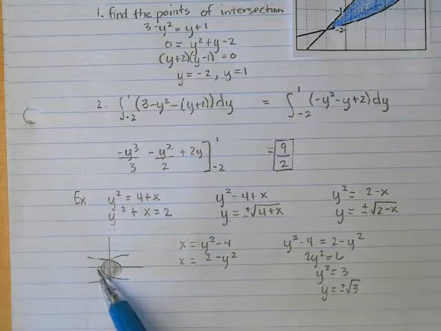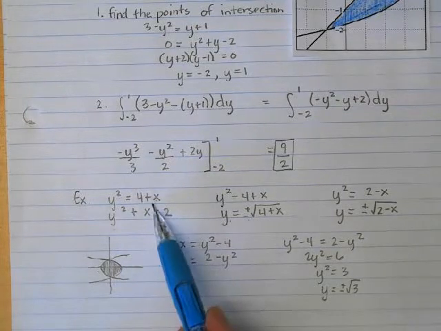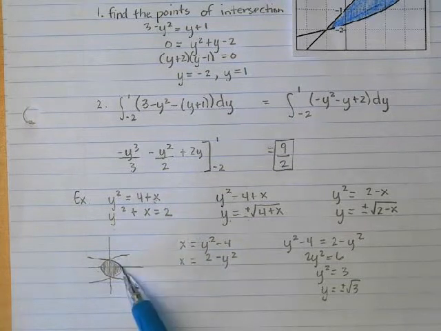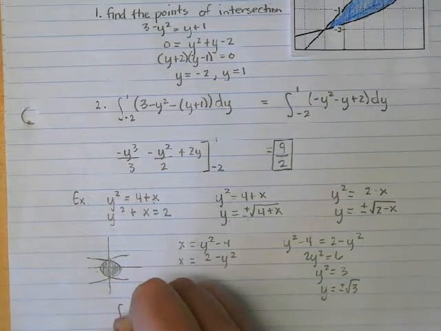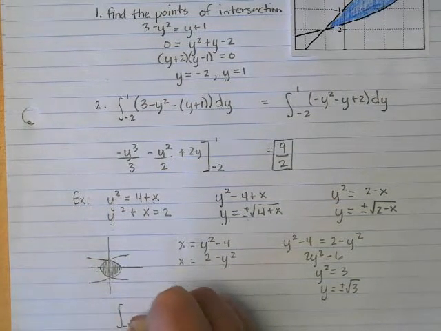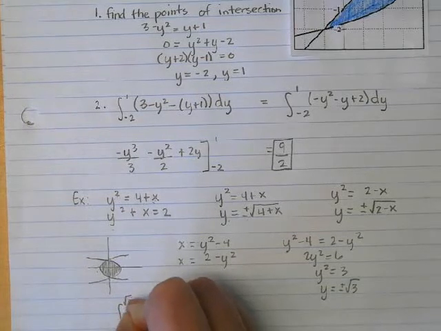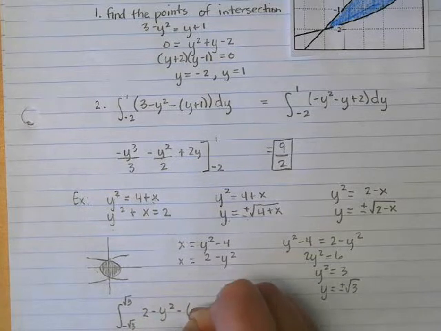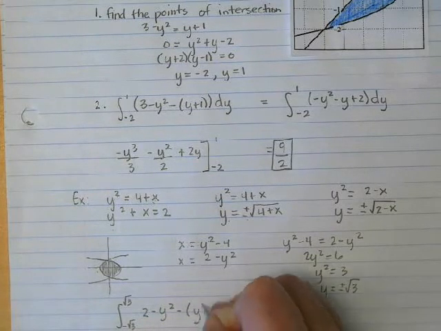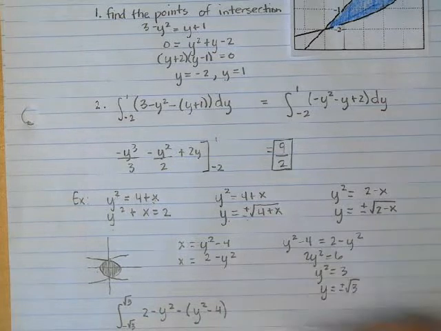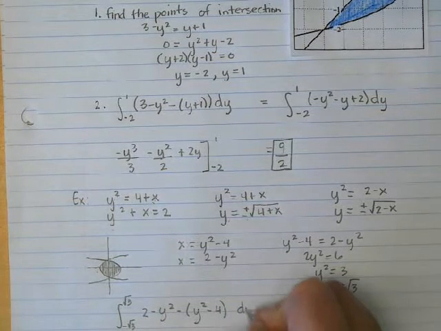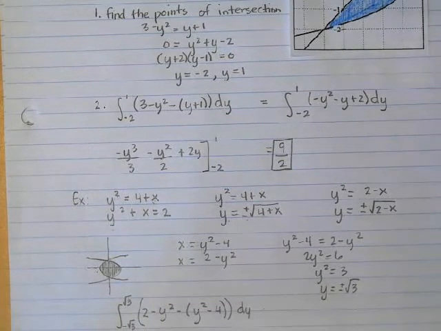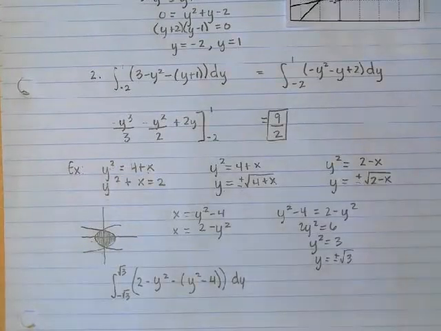Okay, and we're going to go right minus left. So this was the top one here, was this one over here. Okay, always right minus left. Okay, so now I'm going to go negative square root of 3 to the square root of 3, 2 minus y squared minus y squared minus 4. Okay, I think I put the right ones in the right order. And I think I just messed you up before with which one is which.